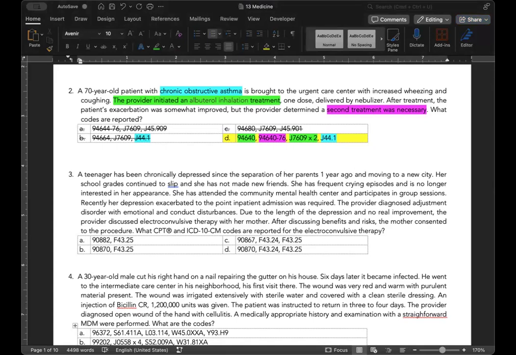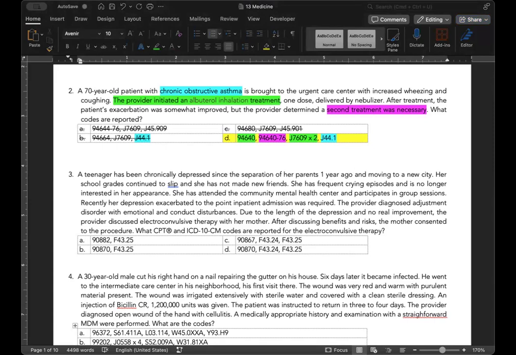So a teenager has been chronically depressed since the separation of her parents 1 year ago and moving to a new city. Her school grades continue to slip, and she has not made any new friends. She has frequent crying episodes and is no longer interested in her appearance. She has attended the community mental health center and participates in group sessions.